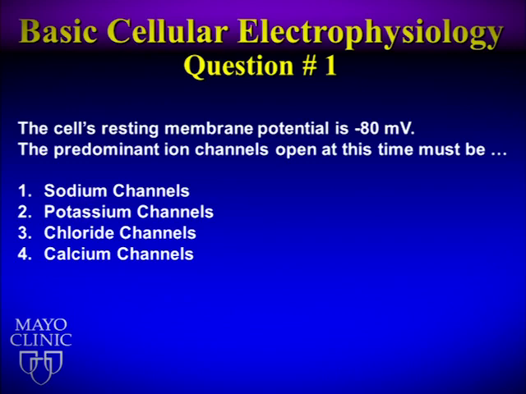So you read that the cell's resting membrane potential is minus 80 millivolts. The predominant ion channels that must be open at this time are what? Sodium channels, potassium channels, chloride channels, or calcium channels? You would quickly shout out potassium channels, because that's the only population of species that can drive that negative, getting it close to EK. And that is what is responsible for the resting membrane potential of the cardiomyocytes.